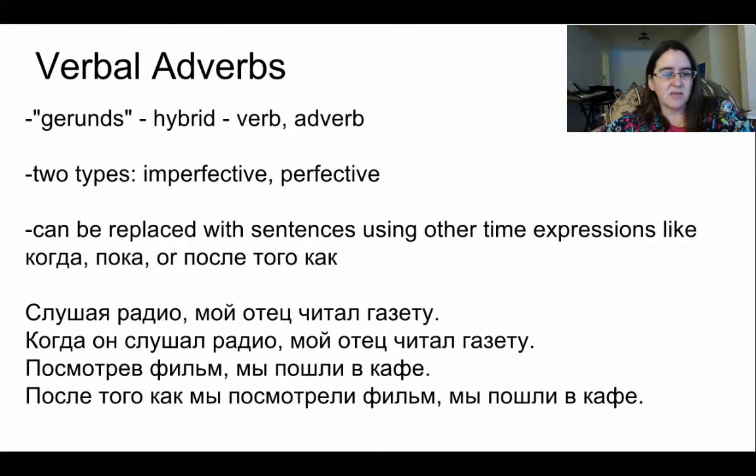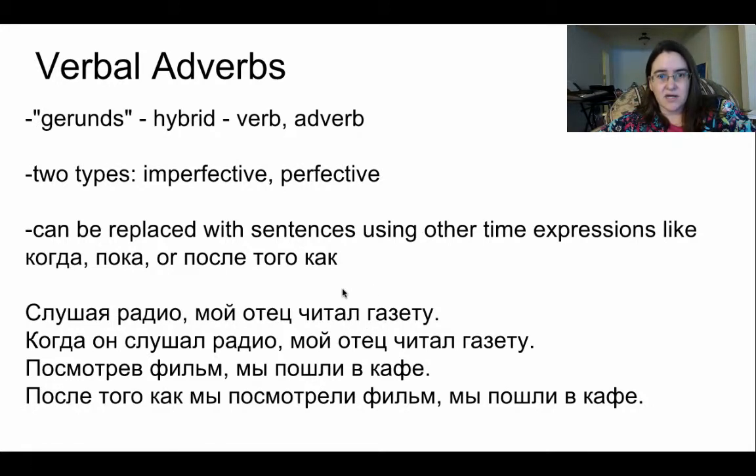First, we have an example of an imperfective. Слушая радио, мой отец читал газету. Imperfective verbal adverbs show simultaneous action, so something happening at the same time as something else happening. So, while listening to the radio, my dad was reading the newspaper.